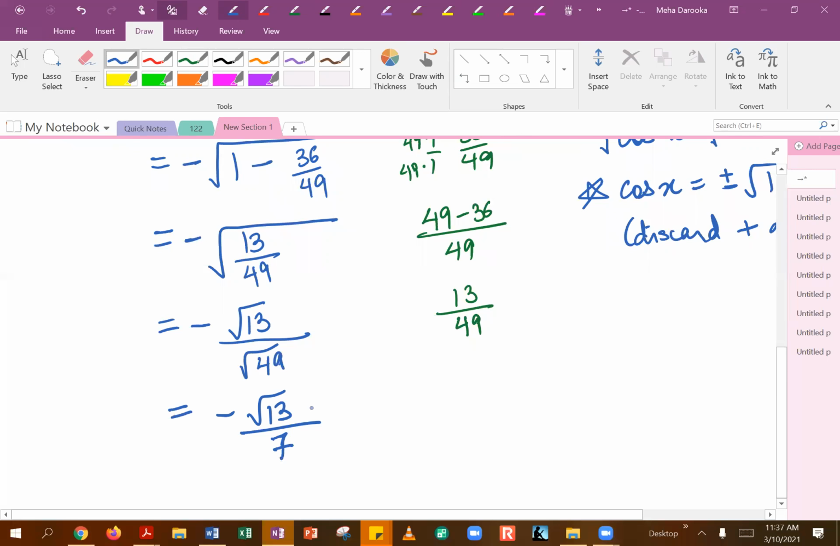So this guy is going to be your cosine of x. And you can see we need to keep that negative sign on our cosine function.